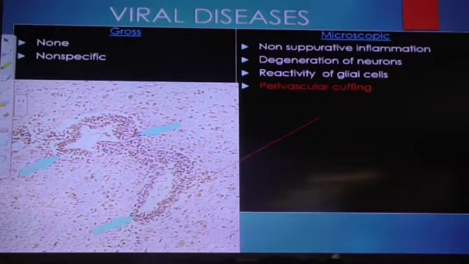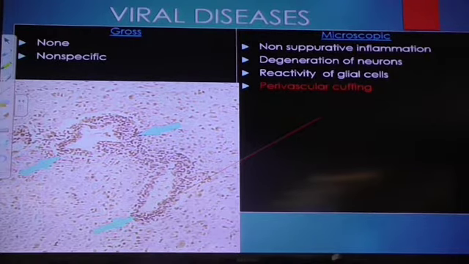You see degeneration of your neurons. So your neurons will have, if it's acute, it could be angular, it all depends on what stage of degeneration you have going on. Reactivity of the glial cells, so you might have proliferation of glial cells, so increased oligodendrocytes, glial scarring, so astrocytosis, and that sort of thing.